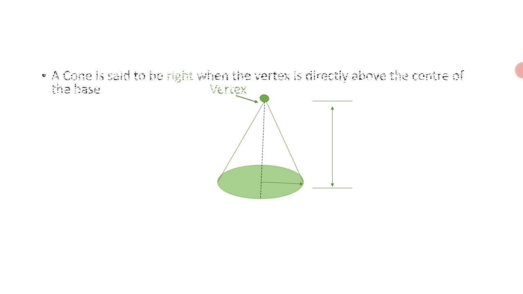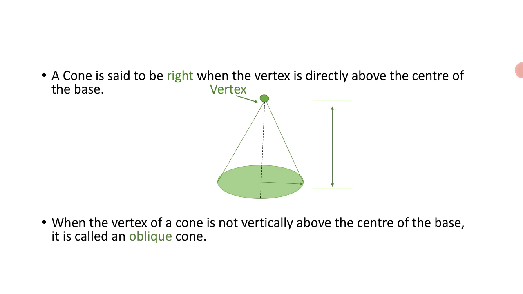vertex. Next, a cone is said to be right when the vertex is directly above the center of the base. Then, when the vertex of a cone is not vertically above the center of the base, it is called an oblique cone.